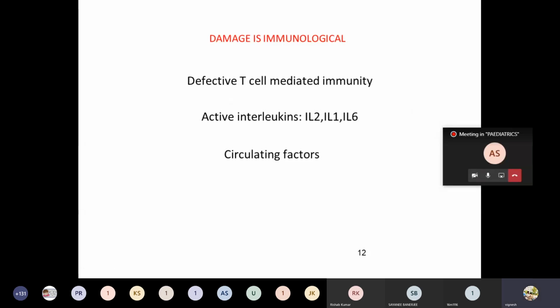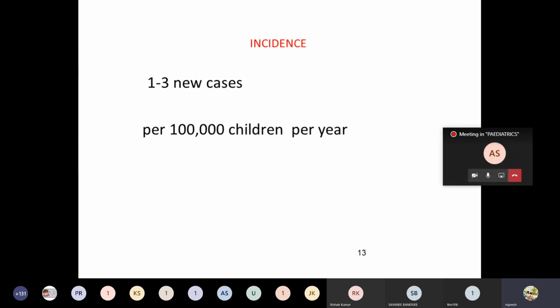In brief, this damage is not because of any organisms or microbes. It is due to defective cell-mediated immunity in that particular child. Number one, the immunity status will be defective. The T cell mediated immunity is less, and it is further helped by interleukins IL-2, IL-1, IL-6. These are also contributed by circulatory factors present in the blood, which also help cause the immunological damage to the basement membrane.